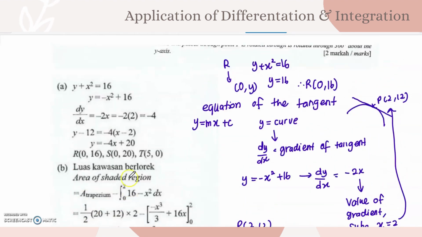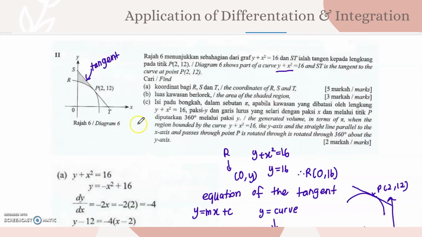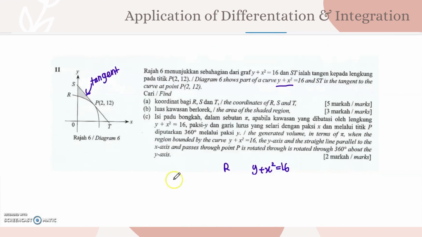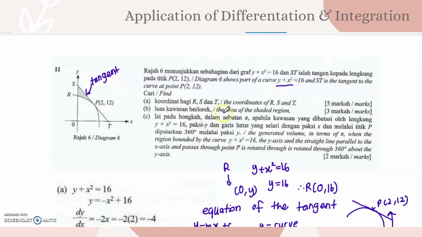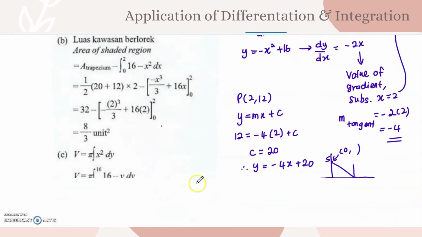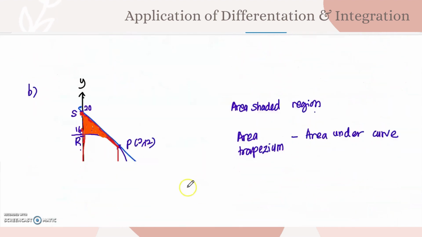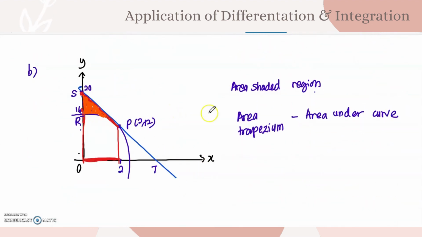So we proceed to question B, area of the shaded region. Find the area of the shaded region. Okay, so now we want to find the area of the shaded region. I redraw this once again. As you can see, the area in the shaded region is located in the orange part here.